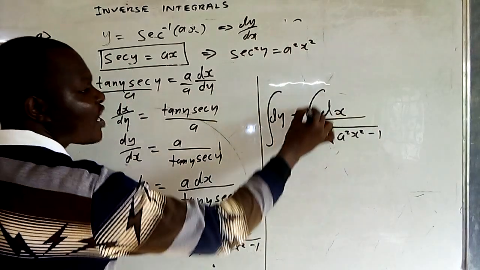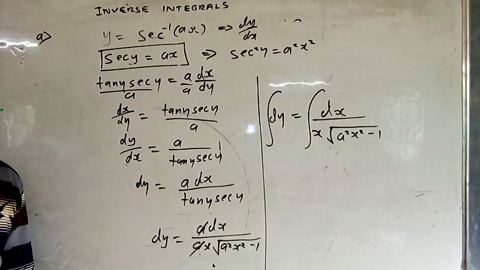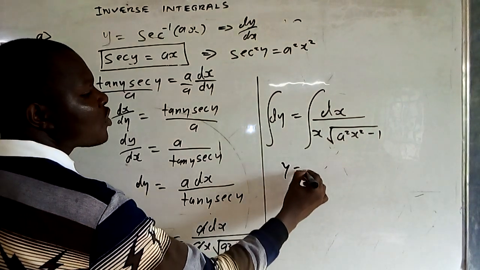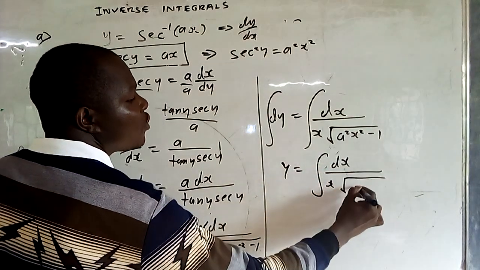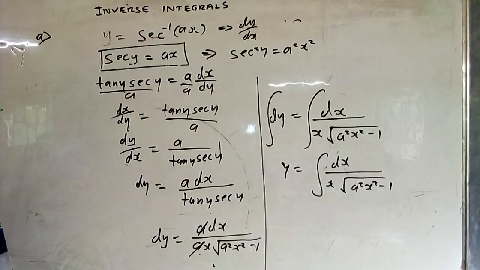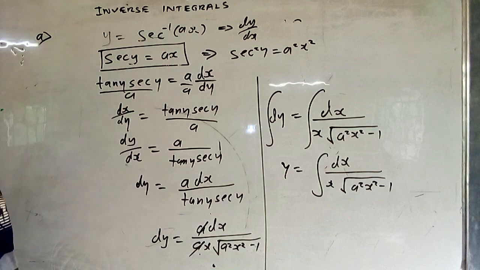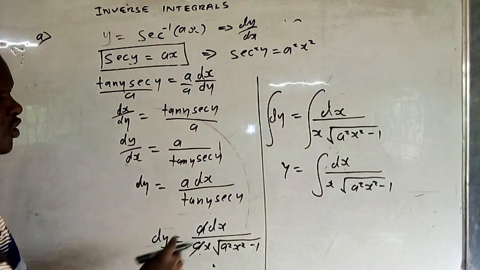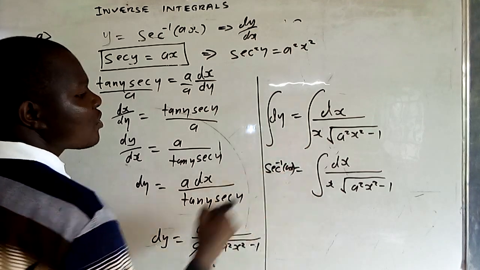So if you introduce the integral on both sides of the equation, if you integrate dy, you remain with y, isn't it? Are we together? Yes. So you get y is equal to the integral of dx over x into square root of a squared x squared minus 1. So what is y? y is sec inverse of ax, isn't it? So where there is y, you put sec inverse of ax.